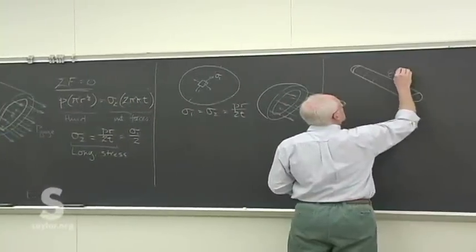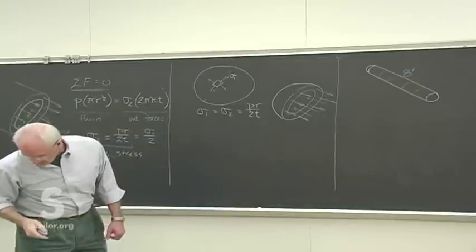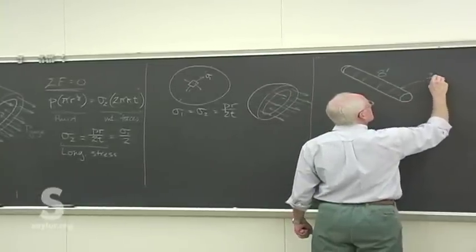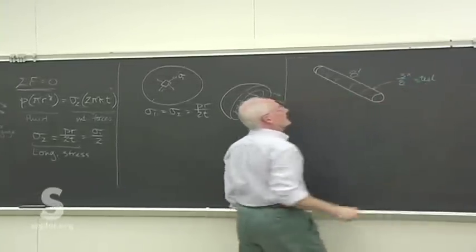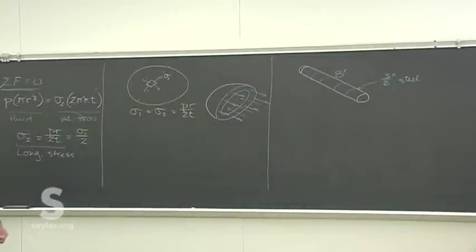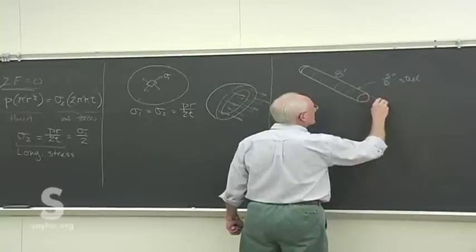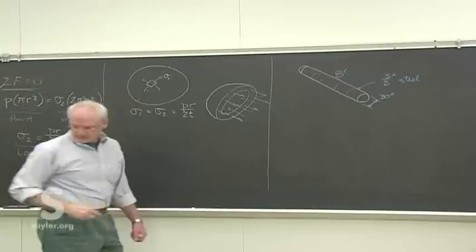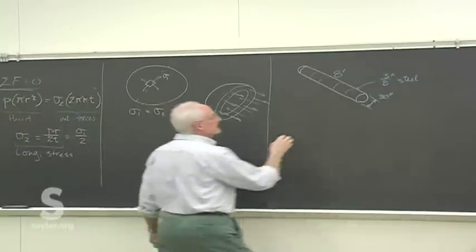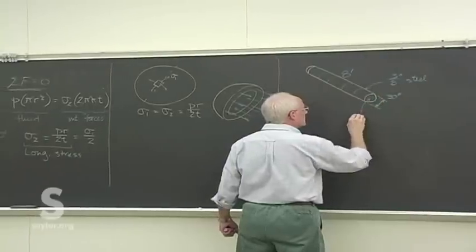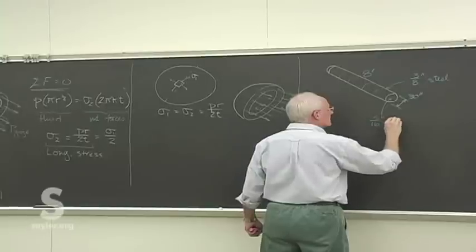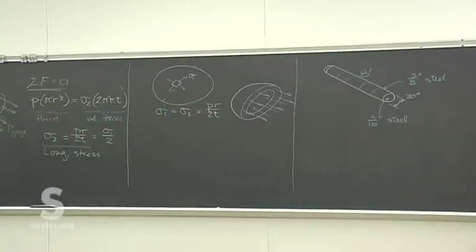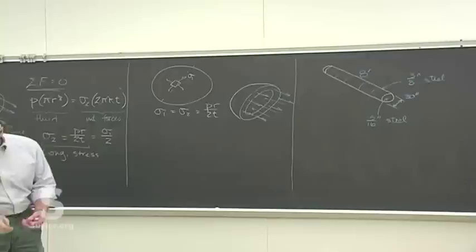All right. Tank is 8 feet long. The cylindrical part has a wall thickness of 3/8 inch and made of steel. It's 30 inches in diameter, and the end caps themselves are 5/16 inch steel. Or, as we'd say, 5 teens. We wouldn't say that, it's too embarrassing to say.